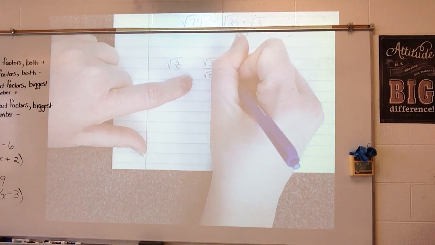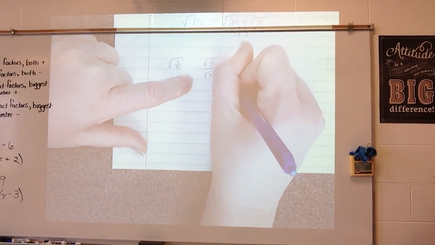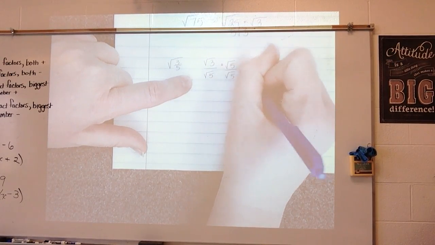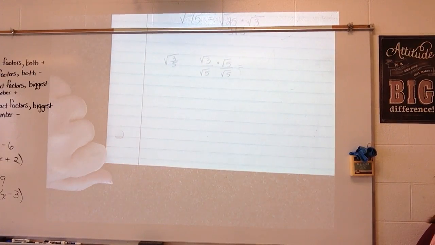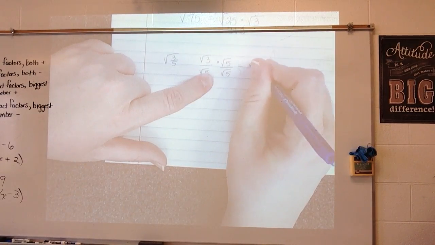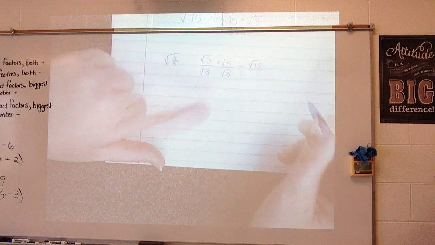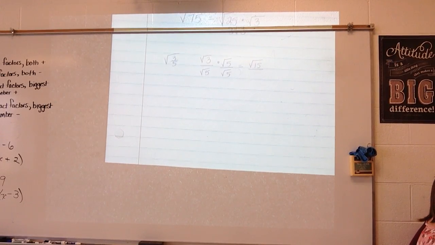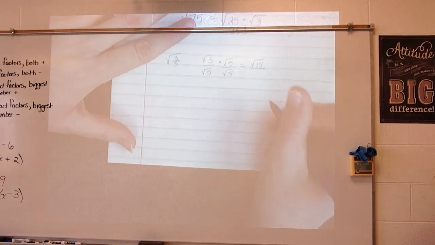By doing that, I'm going to multiply everything times my denominator. Alright? So the square root of 3 times the square root of 5 is the square root of 15. And the square root of 5 times the square root of 5 is the square root of 25, which is 5.